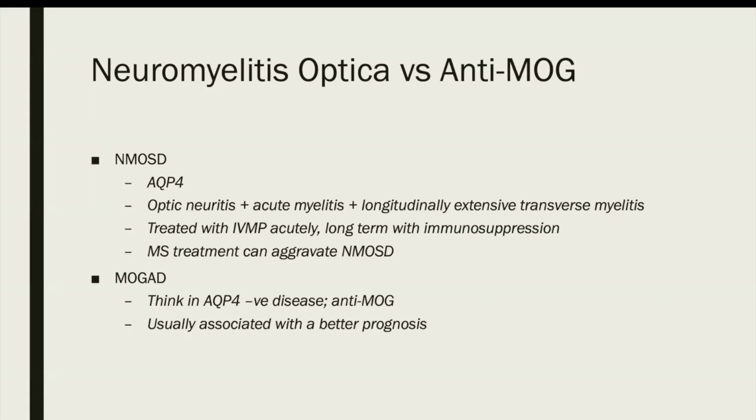And NMOSD typically carries a pretty poor prognosis if it's untreated, especially because of those spinal lesions. But if it's treated, then that 5 year survival tends to be much better. So you're thinking about things like is it a relapsing disease? Is it monophasic? In terms of discussing whether or not the prognosis of the patient is good or bad. But generally, aquaporin 4 negative, anti-MOG positive disease is usually a better prognosis.